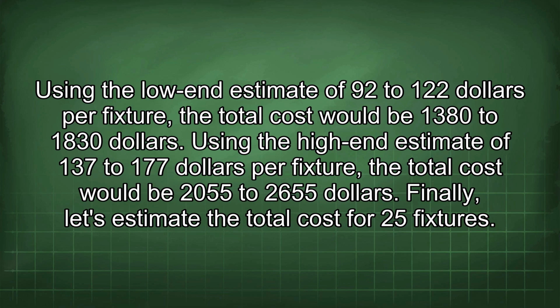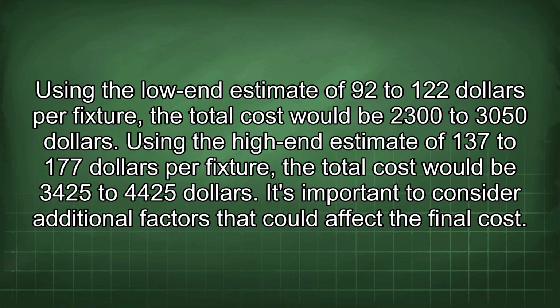Finally, let's estimate the total cost for 25 fixtures. Using the low-end estimate of $92 to $122 per fixture, the total cost would be $2,300 to $3,050. Using the high-end estimate of $137 to $177 per fixture, the total cost would be $3,425 to $4,425. It's important to consider additional factors that could affect the final cost.